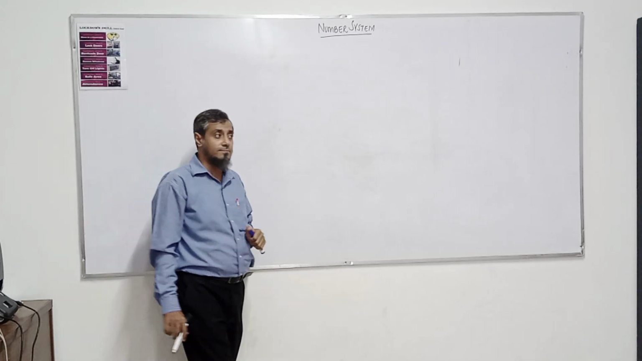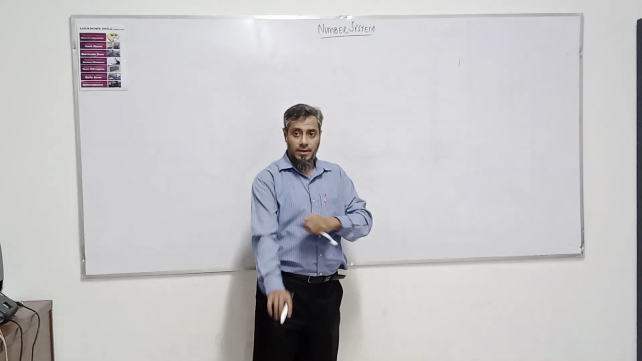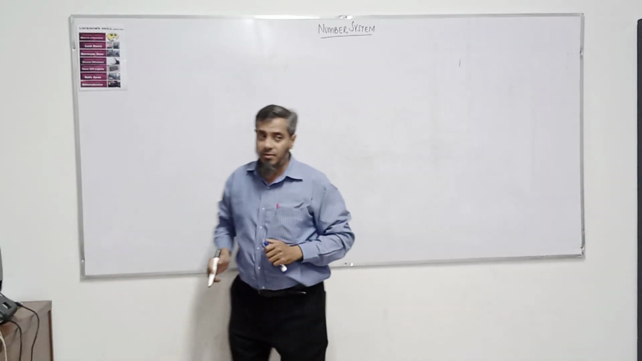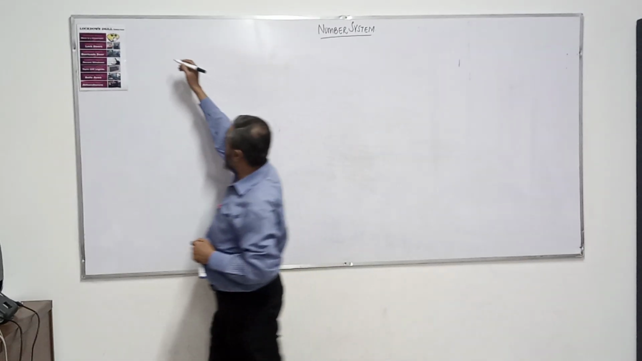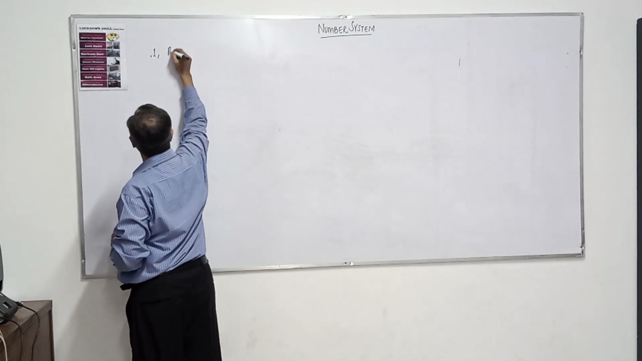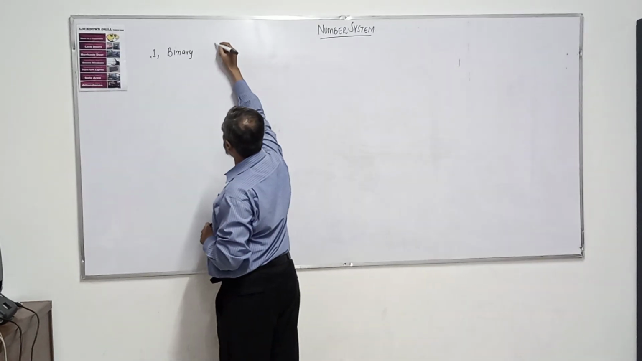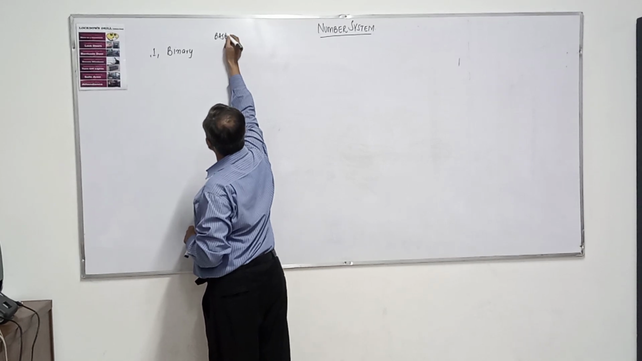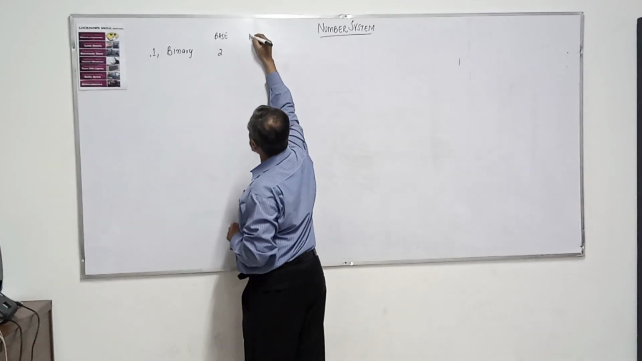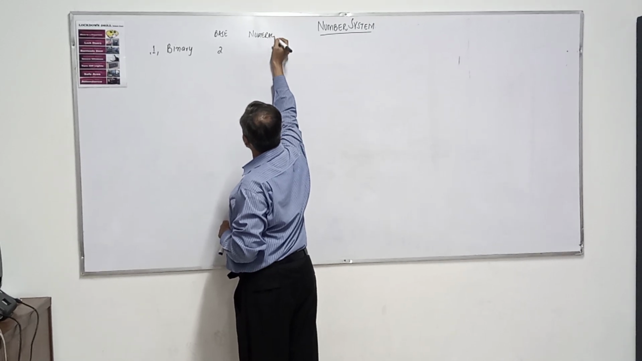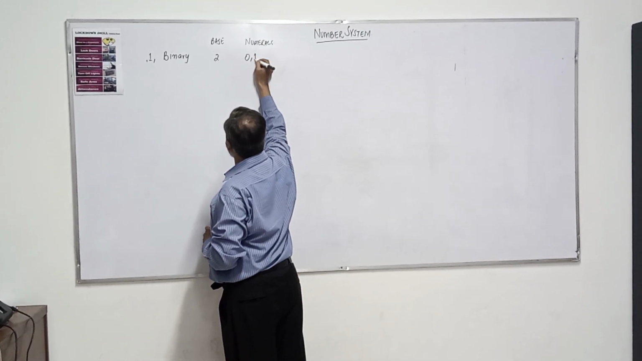We are starting with the topic that is number system. Alright, in the O-level syllabus we have three number systems. The first one is the binary number system and its base is 2, and the values which are known as numerals can be either 0 or 1.